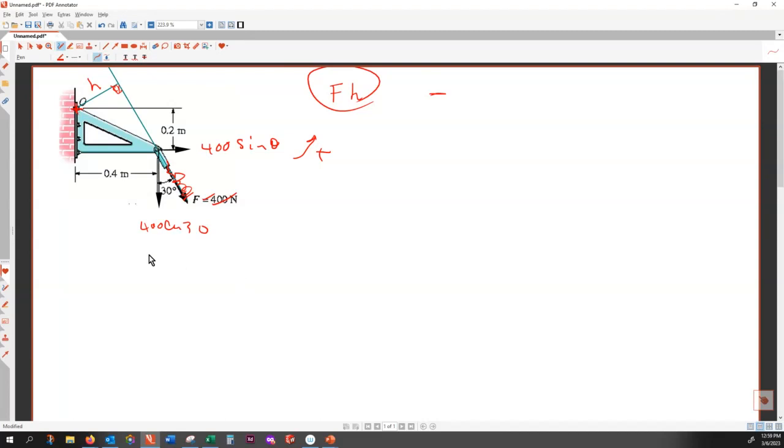Yes, that's negative, right? So this is M1, this is M2. Let's find M1. M1, which is negative, is 400 cos 30. And what is the arm of rotation? The arm of rotation is the shortest distance between this vector and the point of rotation. That is from this point to this point. That is 0.4.